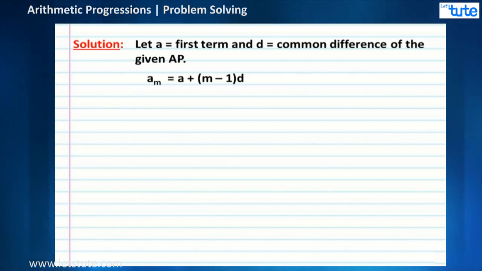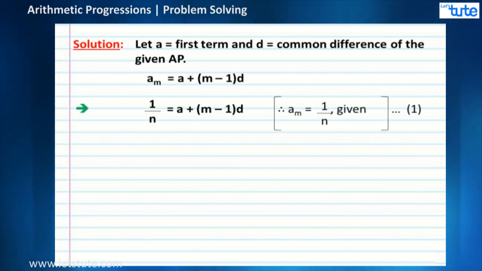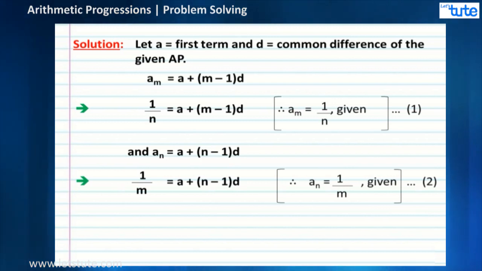Now we know that the mth term is given by 1 upon n. So by substituting that in the above equation, we get 1 upon n is equal to a plus m minus 1 into d. Let this be equation number 1. Now let us write the expression for the nth term. That is an is equal to a plus n minus 1 into d. That becomes 1 upon m is equal to a plus n minus 1 into d, since an is equal to 1 upon m. Let this be equation number 2.